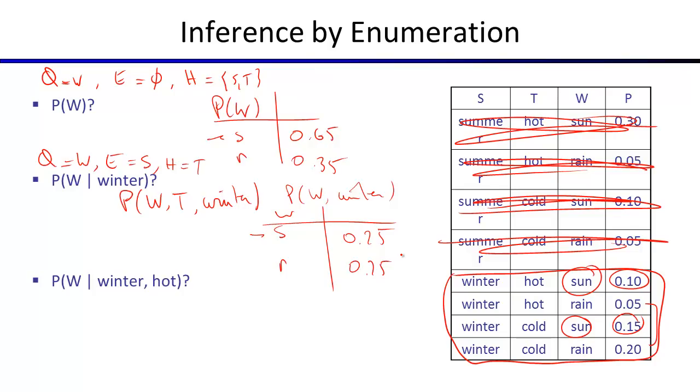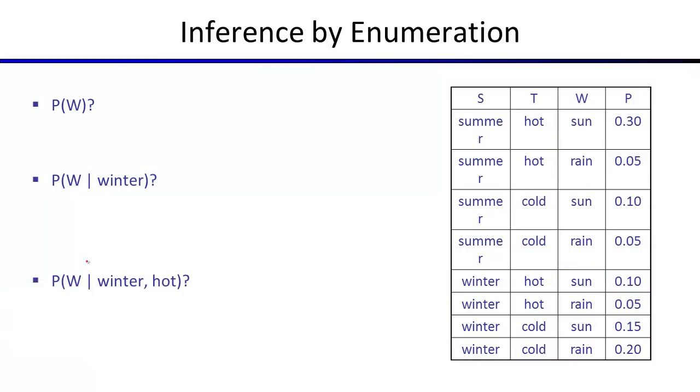All right, let's do the last example here. The query variable is W. Evidence variables: we have winter and hot, so the other two variables are used there. And the hidden variables set is empty. Pick the rows consistent with the evidence, winter and hot, which is over here. That gives us the following table for weather, comma, winter, comma, hot, which is shown over here.